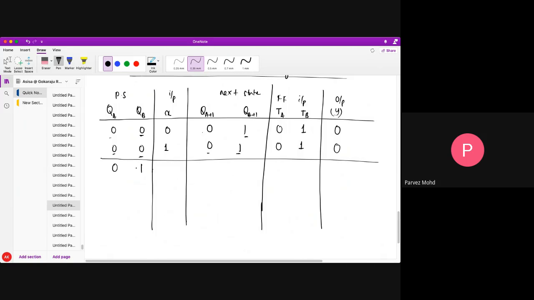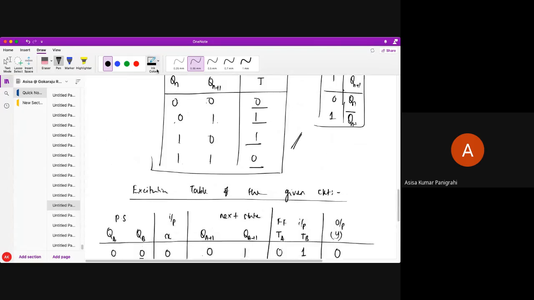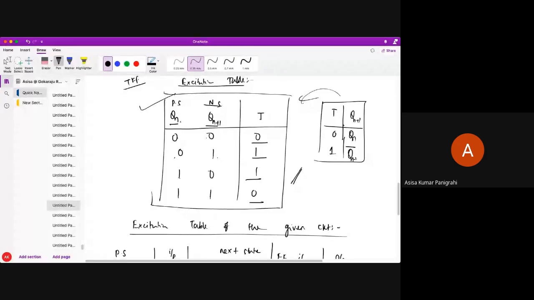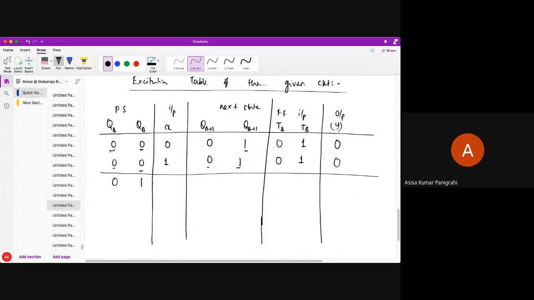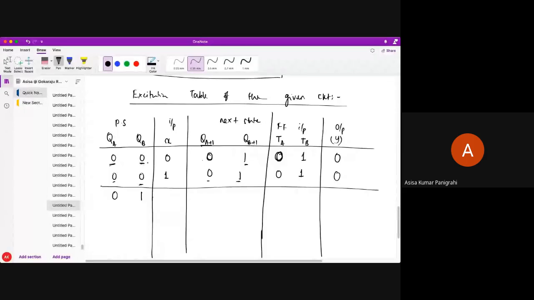Sir, can you explain these flip-flop inputs once again? Here you can see this is my present state and this is my next state. This is the T flip-flop I have taken, and the T flip-flop excitation looks like this. If my present state is 0 and next state is 0, I get T input 0. Similarly, for QA present state 0 and next state QA plus 1 being 0, my T input is 0. Are you understanding? Present state is 0, next state is 1, what am I getting? 1. Like this. Present state is 0, next state is 0, I get TA 0. Present state is 0, next state is 1, I get TB 1. Did you understand now?